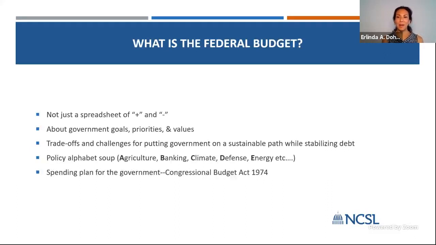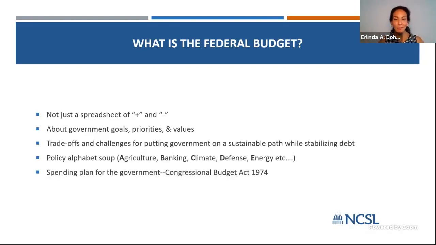So what is the federal budget? Well, it's not just a spreadsheet of pluses and minuses. It really is an enumeration of the goals, priorities, and values that the federal government has. Trade-offs and challenges for putting the government on a sustainable path while also trying to stabilize debt, which we'll talk about in a minute here too.